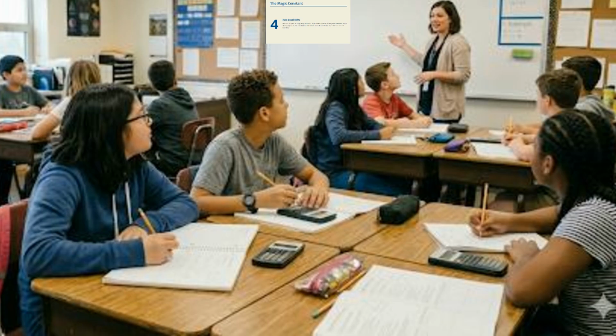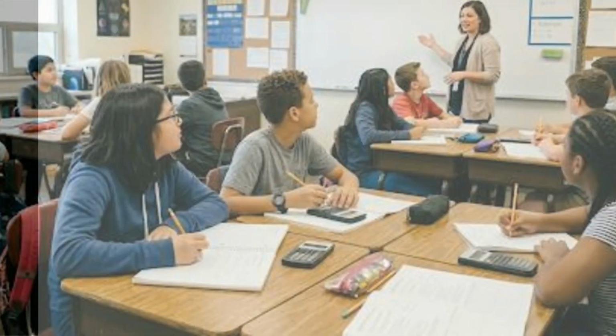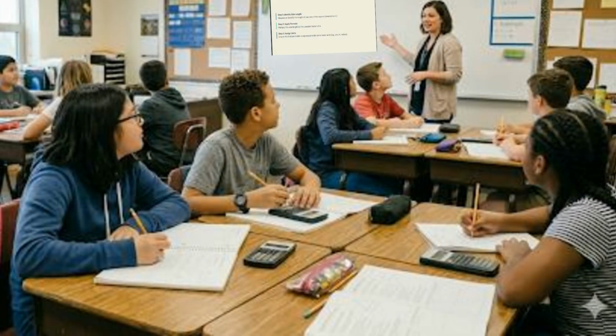The students learn about the concept of perimeter in a practical context by calculating the distance cycled around the square field. The constant 4 is the magic constant for calculating the perimeter of a square. It defines the linear relationship between the side length and the boundary of a square. The formula for the perimeter of a square is p equals 4s, where p is the perimeter and s is the side length.